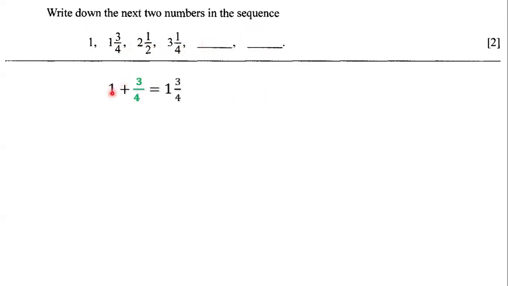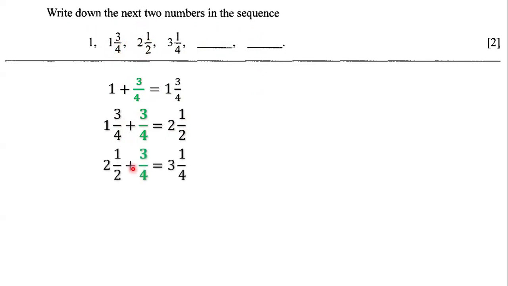Notice that 1 plus 3 over 4 is 1 and 3 over 4. And notice that 1 and 3 over 4, if we just add 3 over 4 again, we get 2 and 1 over 2, which is the next term in the sequence after 1 and 3 over 4. And if we add 3 over 4 to 2 and 1 over 2, we get 3 and 1 over 4, which is this term. And so that means that in order for us to figure out this next term in the sequence, we're just going to add 3 over 4.